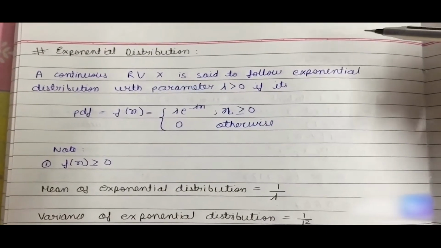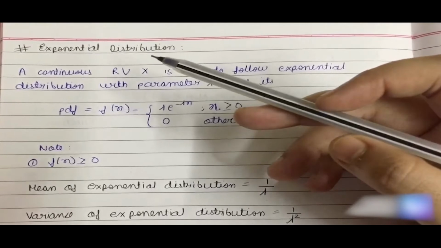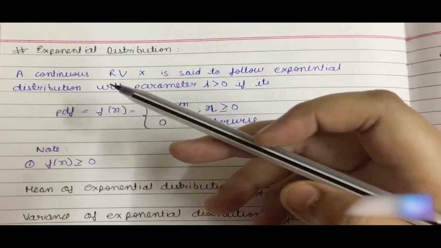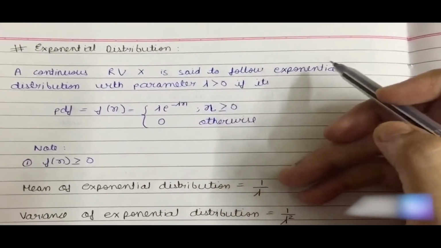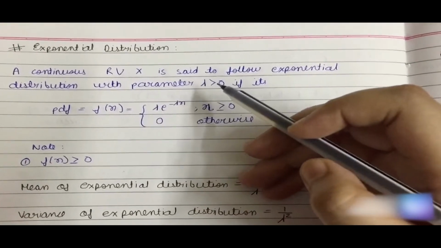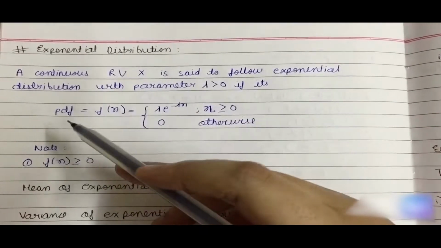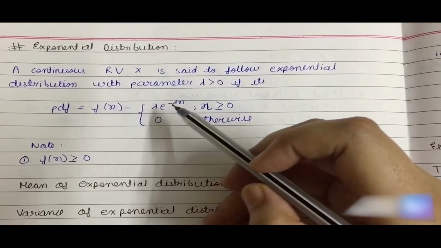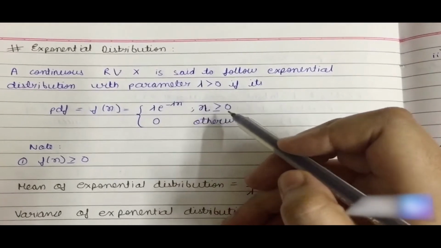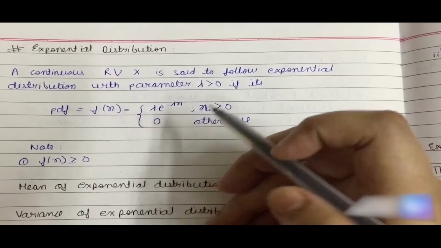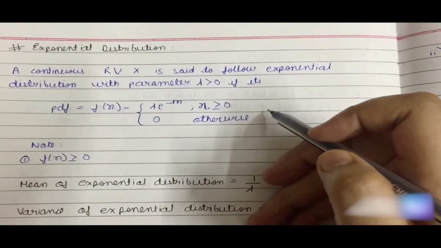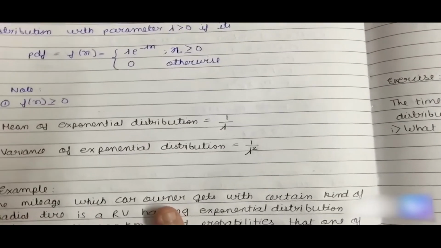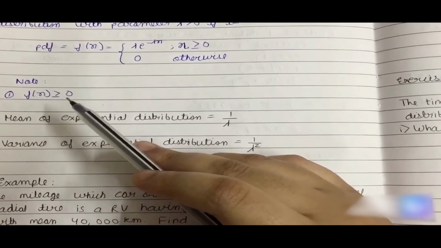Hello everyone. In this video we will be discussing our next topic, that is exponential distribution. A continuous random variable x is said to follow exponential distribution with parameter lambda greater than 0 if its probability density function is given by f(x) = lambda e to the power minus lambda x, where x is greater than or equal to 0, and 0 otherwise, that is, for x less than 0. But note that f(x) is always greater than or equal to 0.